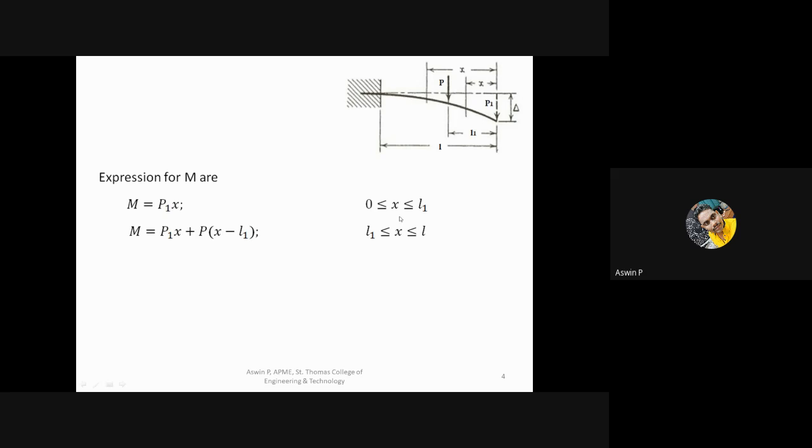The range should be mentioned, since in the first case it is 0 to L1 and in the second case L1 to L, where the total length is L. Have you written? No need of drawing the figure again because you have already drawn the same figure on the previous page. I have drawn this because I want to explain the equation to you.